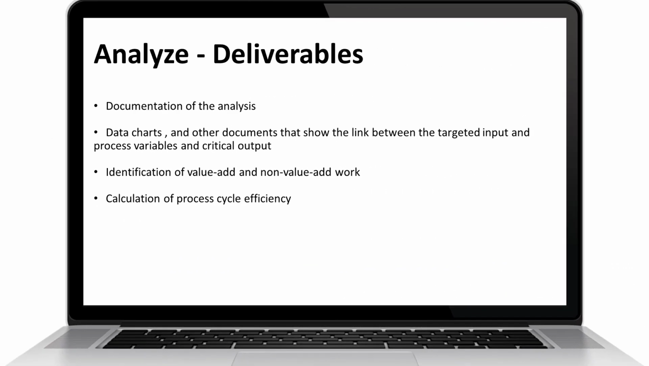In analysis phase, you will need to identify causes affecting key input and output variables or parameters that are related to the project goals. Key deliverables are documentation of analysis, data charts, and other documents that show the link between the target input and process variable and critical output, identification of value add and non-value add work, calculation of process cycle efficiency.